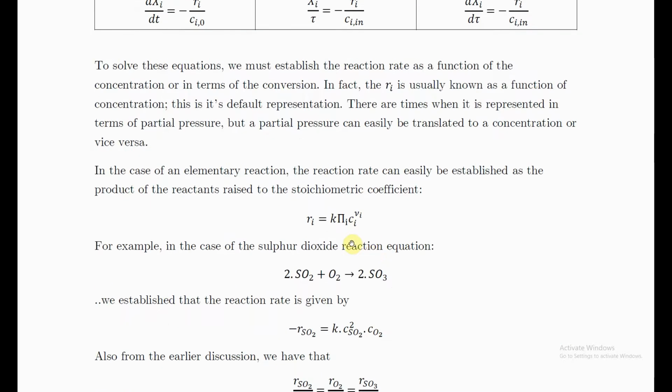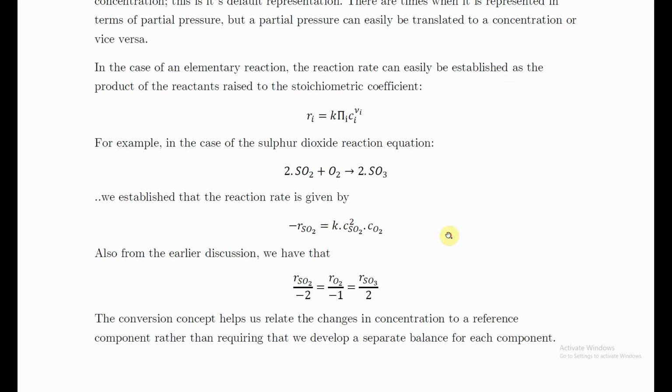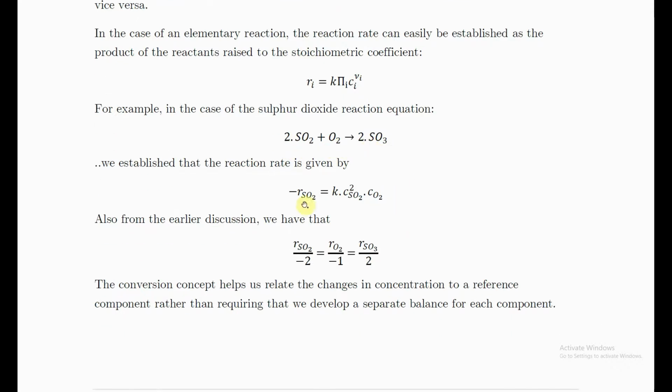We had also established that for an elementary reaction, a formulation for the reaction rate could be established as the product of the concentrations raised to the stoichiometric coefficient, multiplied with the rate constant. And so for this sulfur dioxide problem, where two molecules of sulfur dioxide react with oxygen to give us two molecules of sulfur trioxide, we could say that the rate of consumption of sulfur dioxide, and so that's how we read this. When we see the minus sign in front, we read that as a rate of consumption.